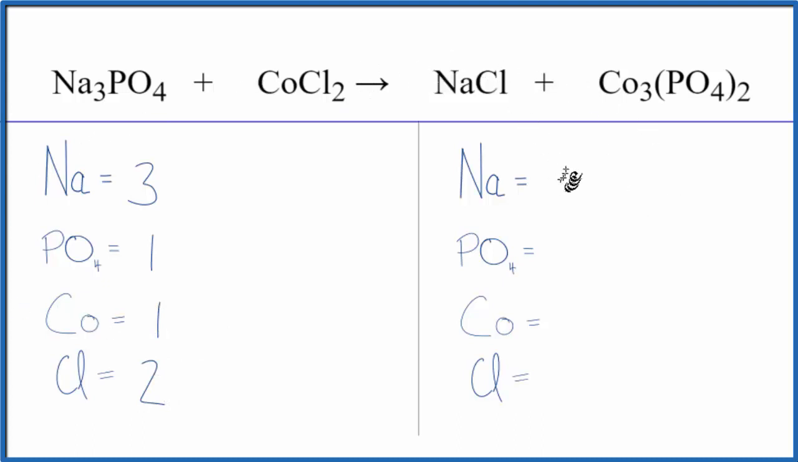On the product side, we have the 1 sodium. The phosphate, we have 2 phosphates. So put a 2 there, 3 cobalts, and then 1 chlorine atom.